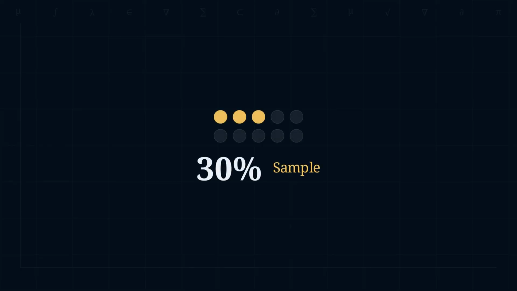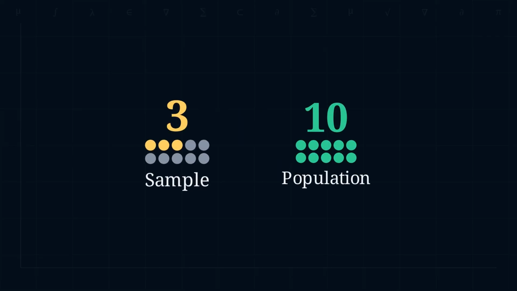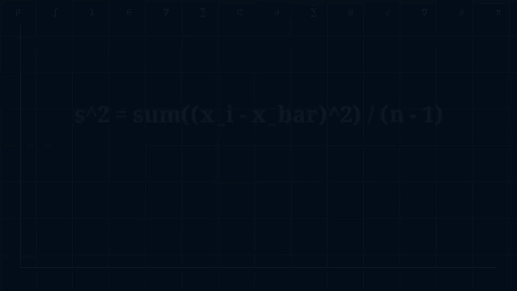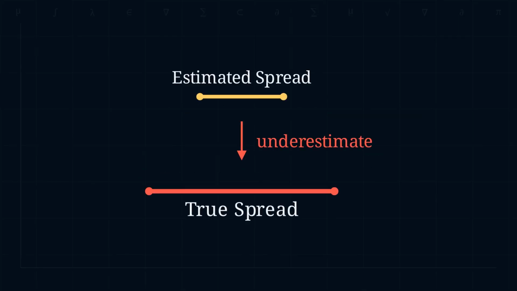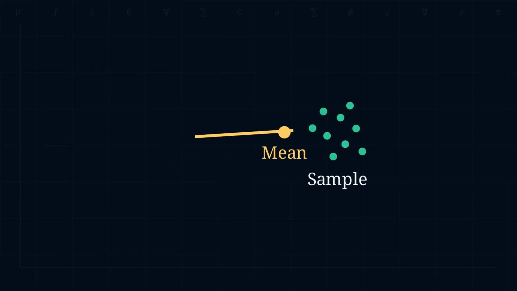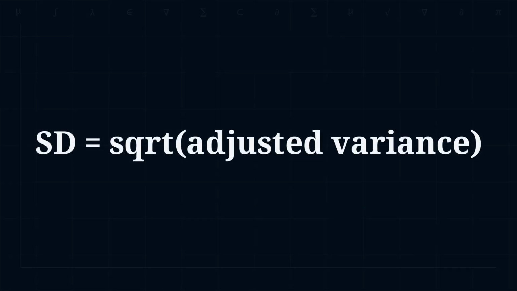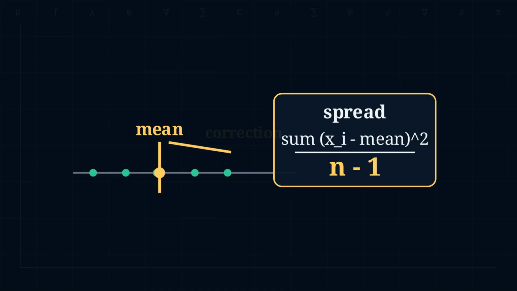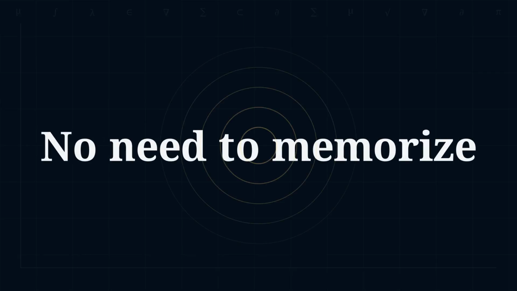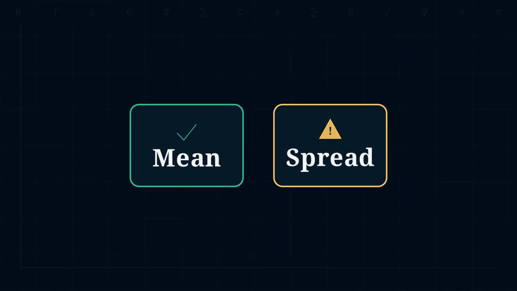A subtlety matters when you estimate spread from a limited sample rather than from the entire population. If you simply average the squared distances from the sample average, you tend to underestimate the true spread because the sample average is itself pulled toward the sample. Standard practice is to apply a small upward adjustment to that average of squared distances before taking the square root. This is a built-in correction for using a reference point computed from the same data. You do not need to memorize a recipe here. The point is that spread is slightly harder to estimate than a mean and deserves care.